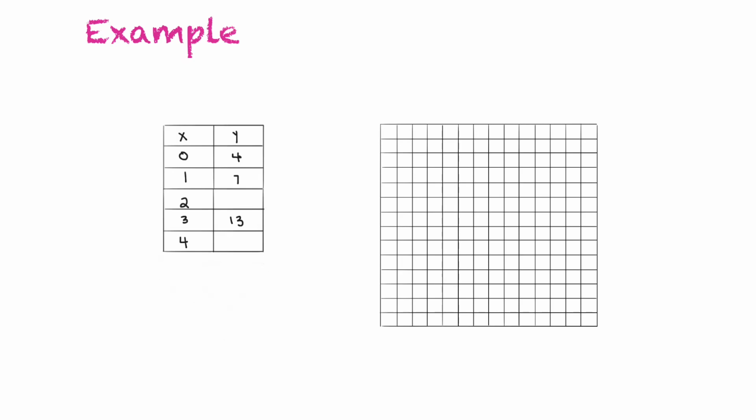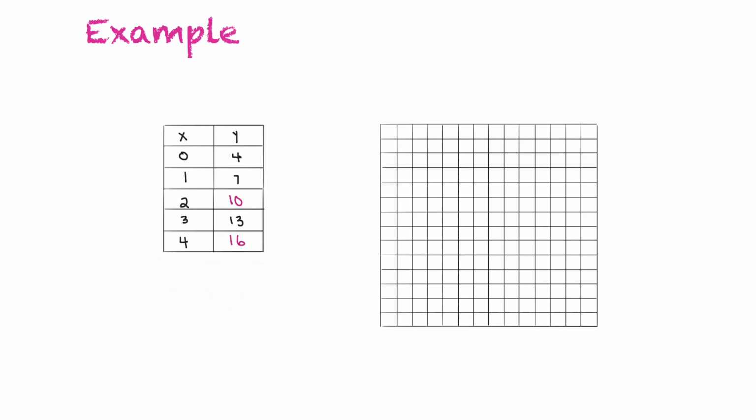So let's fill in our missing values. So when x goes up to 2, it increased by 1, y is going to increase by 3, so 7 plus 3 is 10. And then 13 is going to increase by 3, so it's going to be 16.